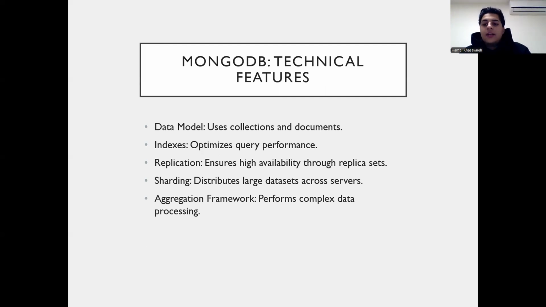MongoDB has several key technical features. First of all, the data model. It uses collections to group related documents. Secondly, indexes. MongoDB supports indexing to improve query performance. Thirdly, replication. It ensures high availability through replica sets, so it creates sets of replicas to ensure the data is always available. Fourthly, sharding. MongoDB can distribute large data sets across multiple servers. This is called sharding, and this improves scalability. And finally, we have the aggregation framework. It allows you to perform complex data processing directly within the same database.